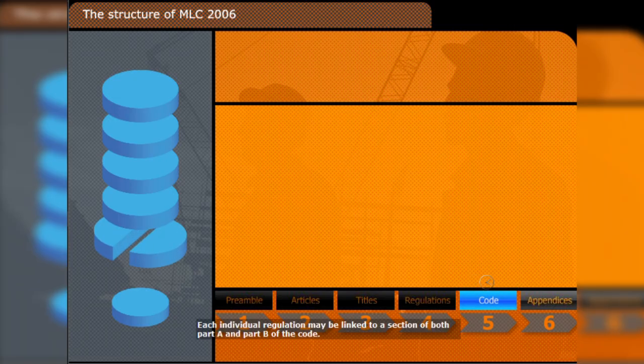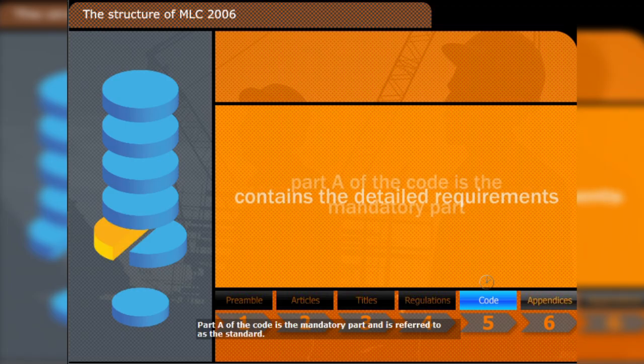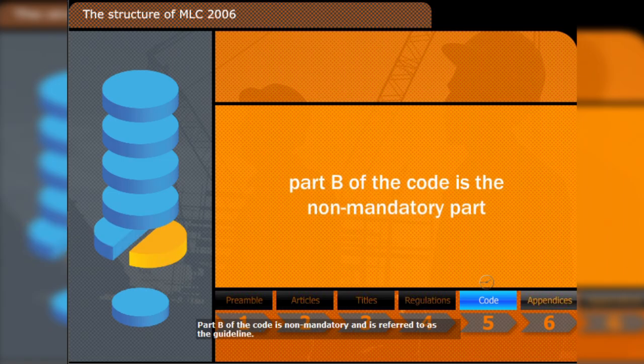Each individual regulation may be linked to a section of both Part A and Part B of the Code. The Code contains the detailed requirements of the Convention. Part A of the Code is the mandatory part, and is referred to as the Standard. Part B of the Code is non-mandatory, and is referred to as the Guideline.